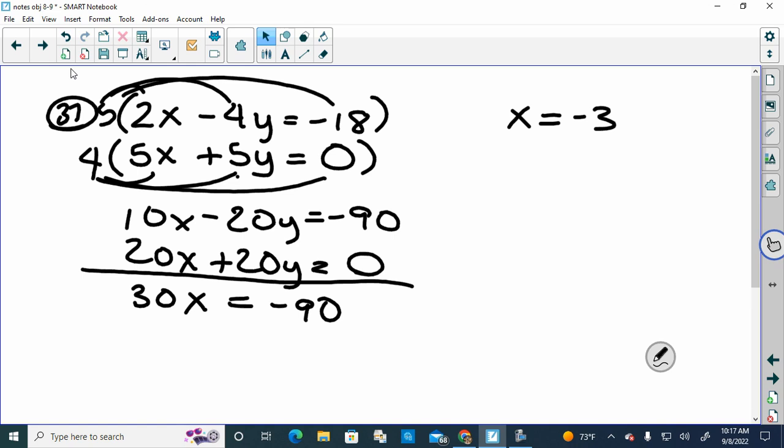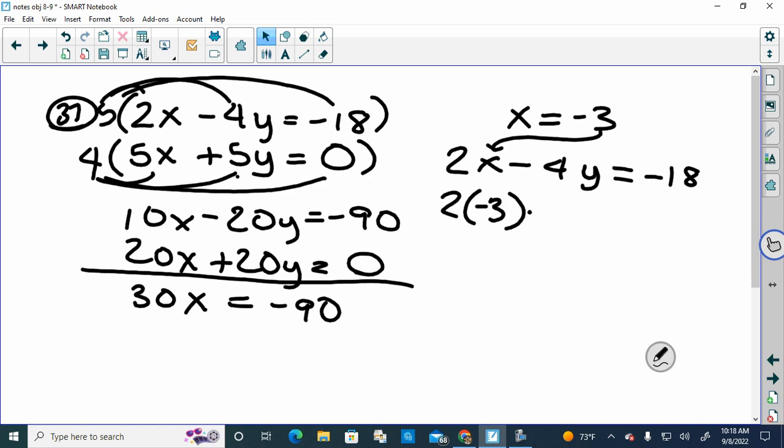Okay, I picked this one just because it was a smaller number. It doesn't matter. It has to work in both equations, so it wouldn't matter which one you chose. So I'm plugging it back into this one. I'm just going to write it so that you know what we did with this number. So 2x minus 4y equals negative 18, and I'm replacing my x with a negative 3. Now it's 2 times a negative 3 minus 4y equals negative 18. I replaced it because now we're just solving for the other variable.